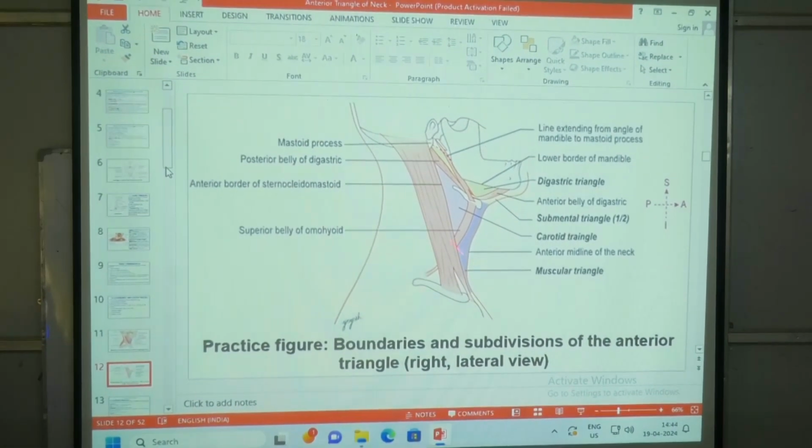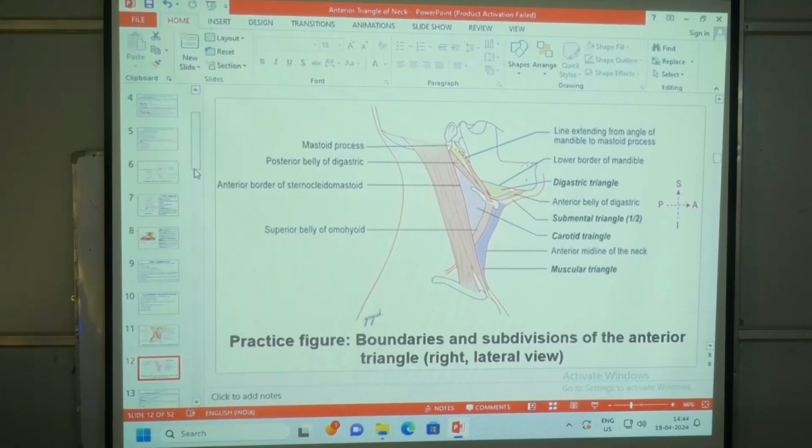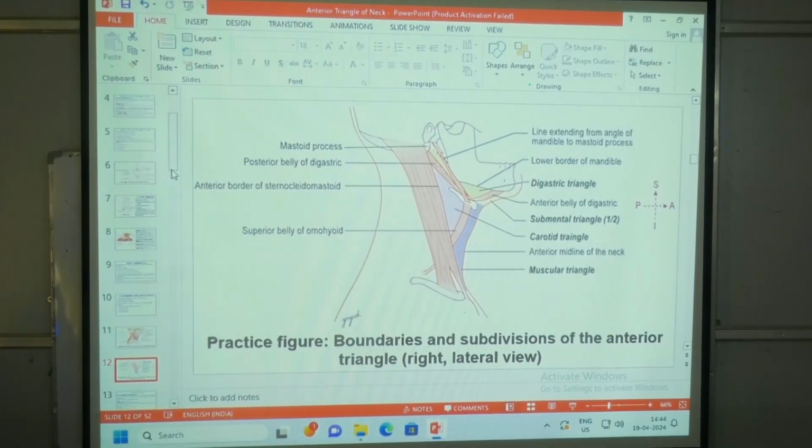Next triangle we go to is the digastric triangle. So what will be the content of this submental triangle? We will see the submental lymph nodes. Lymph nodes have been removed, and anterior jugular vein or submental veins are joining to form the anterior jugular veins. These are the content of the submental triangle.